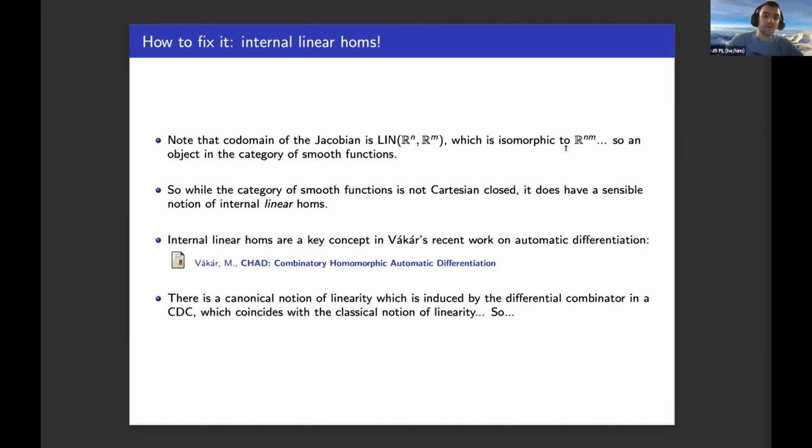And what's cool is that someone recently pointed out to me that internal linear Homs have actually been used by Vákár in his recent work on automatic differentiation and linear logic. And the even cooler thing, and the whole thing that makes this work, is that there is a canonical notion of linearity inside any CDC, which is linked to the differential combinator.